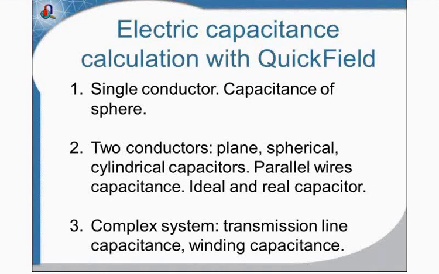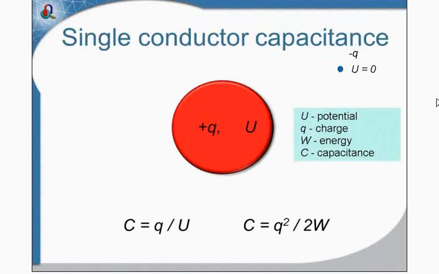Now we start with capacitance definition. The capacitance is ability of conductor to store the charge in electric field. The capacitance of conductor can be calculated as the ratio of conductor's charge to the conductor's potential.